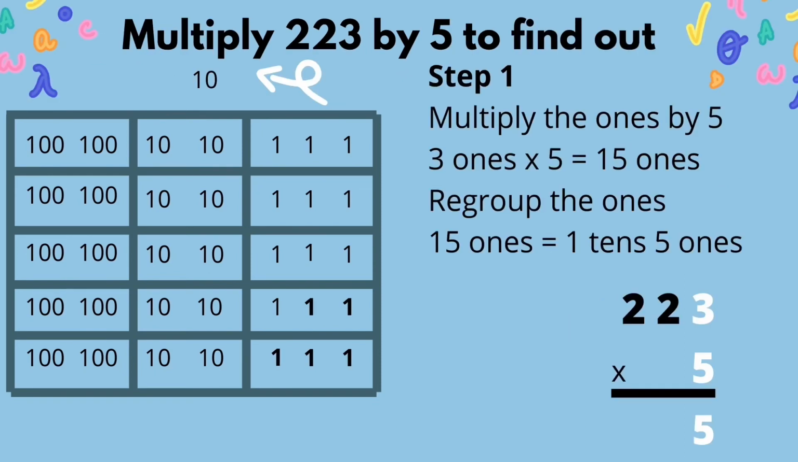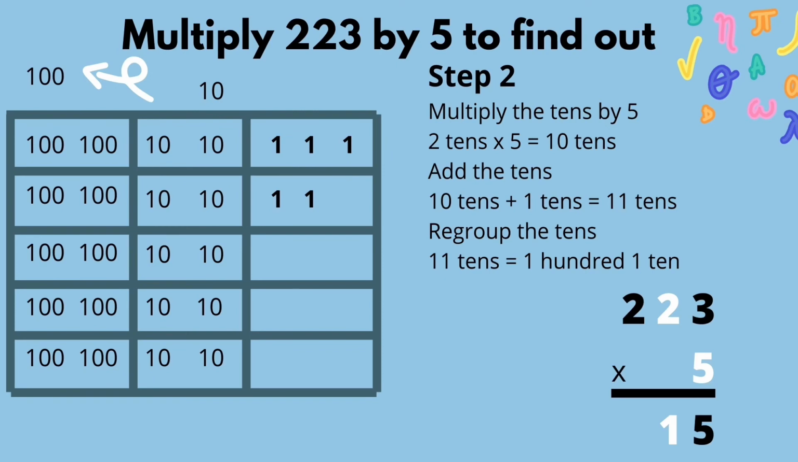Next, multiply 223 by 5 to find out. Step 1, multiply the ones by 5. 3 ones times 5 is 15 ones. Regroup the ones. 15 ones is 1 ten, 5 ones. Jadi 15 satuan itu adalah 1 puluhan dan 5 satuan. Kita taruh 5 satuannya di bawah angka 5 dan 10-nya kita simpan di kolom puluhan.